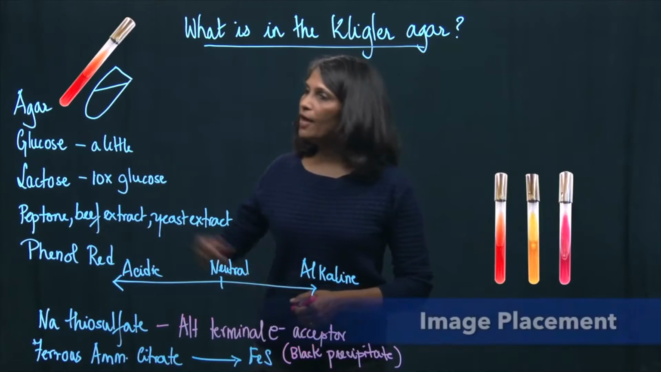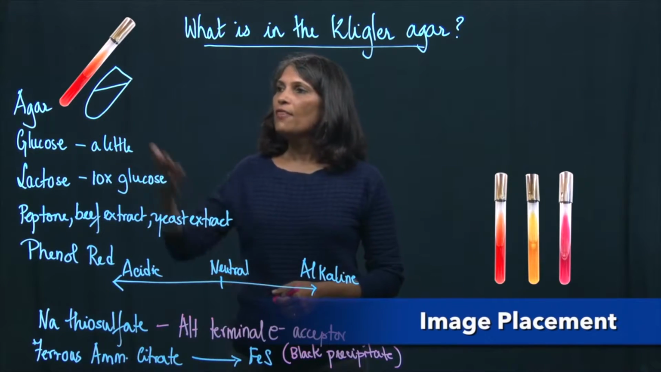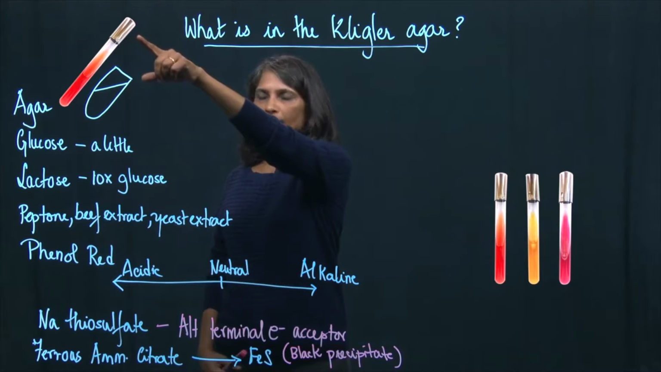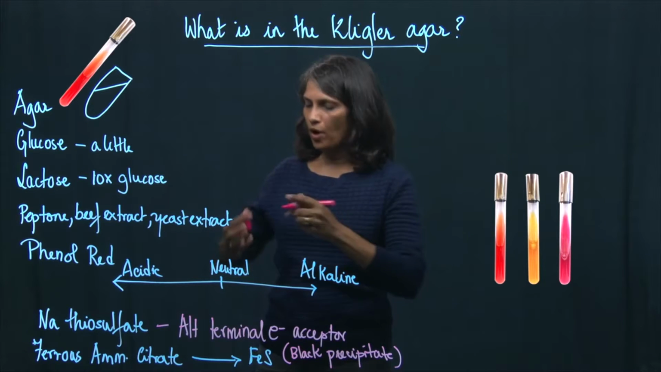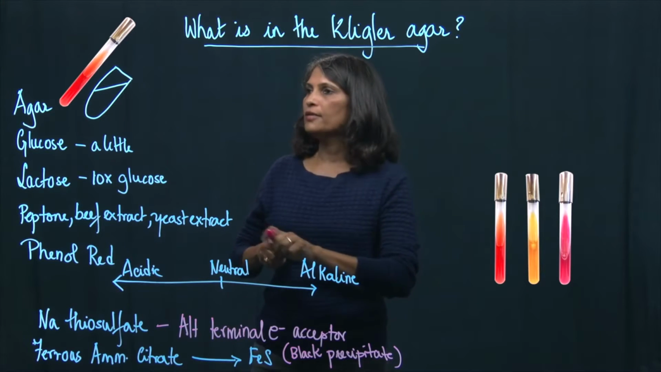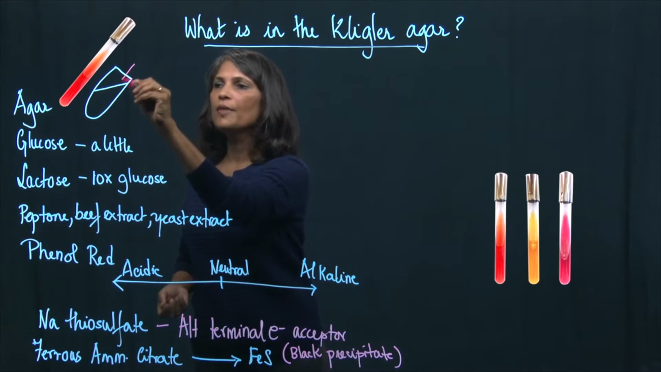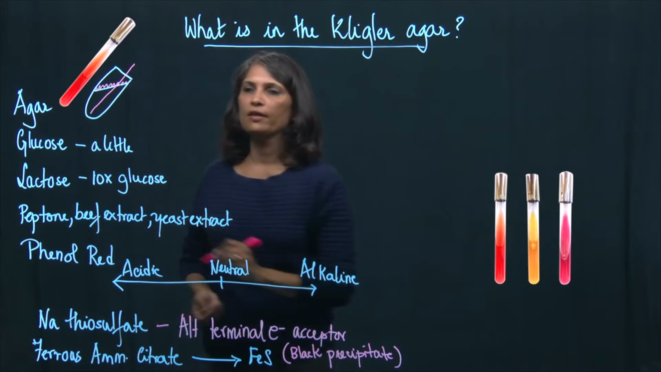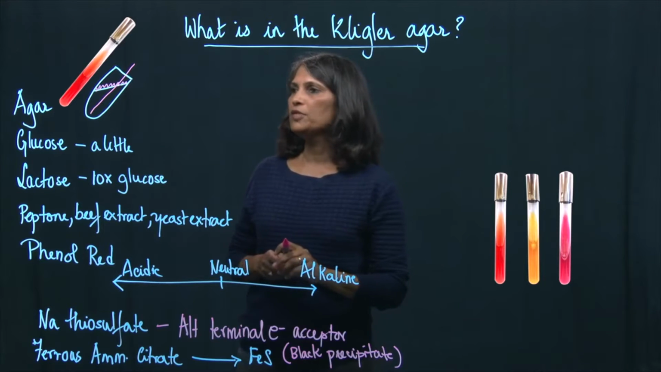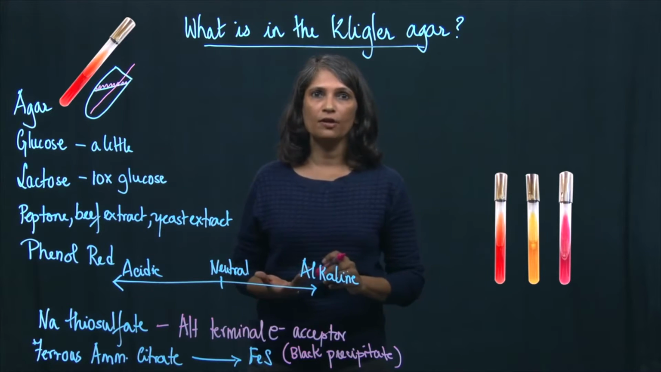So the first ingredient we have here is agar. This tube is poured as a slant. And as you can see, the slant has two parts to it. When you inoculate a slant, you're going to take your inoculum and stab it first down the middle, and then you're going to fishtail the top. And you'll do it a couple of times to make sure there's plenty of inoculum.